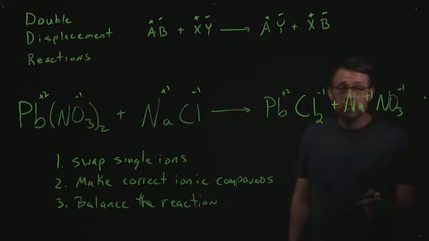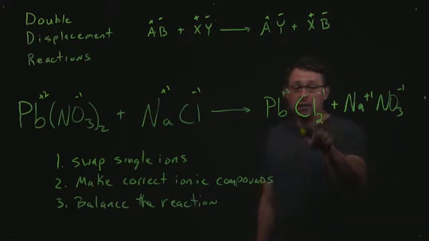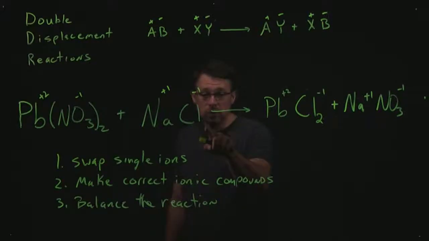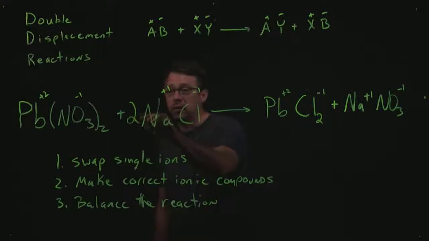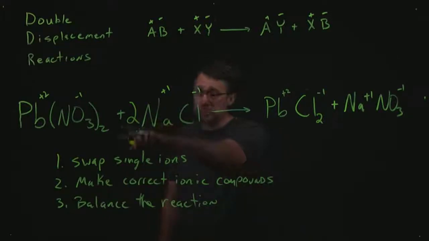So in order to balance this, I have to say, okay, I have 2 chlorines over here. That means I can't change and put a 2 here. It would make this an incorrect ionic compound. So I'm going to bring that out as a coefficient. Okay? So when you balance a reaction, remember you change coefficients. You do not change subscripts because that would make them incorrect ionic compounds.